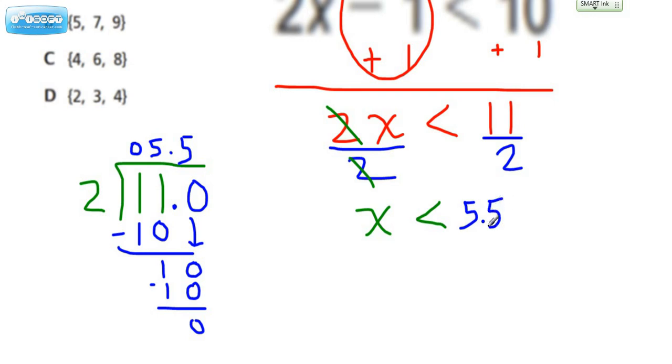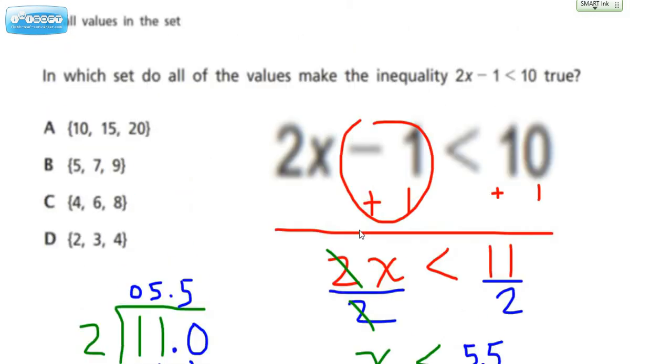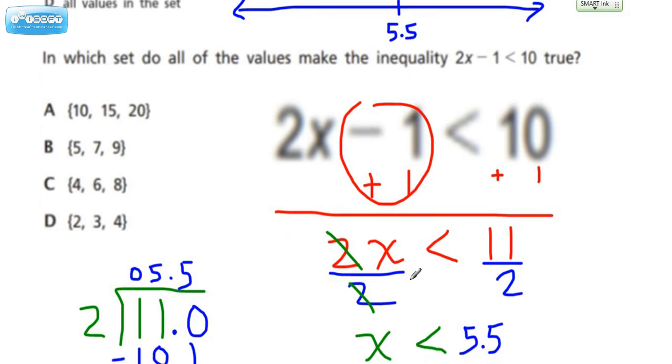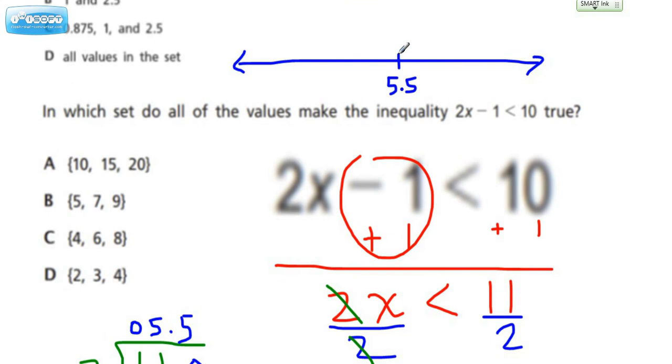It's a good idea to graph what we have here. So let's graph it. I think we'll graph it up here. 5.5. And we want to pick values. This reads again as x is less than 5.5. So that means we would not want to include that value. We'd want to include all the values that are to the left or less than that.